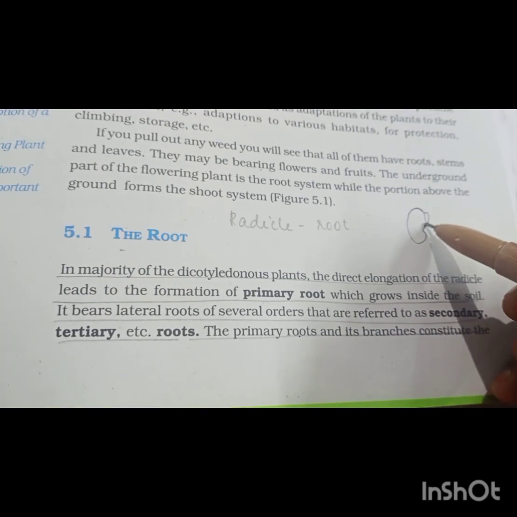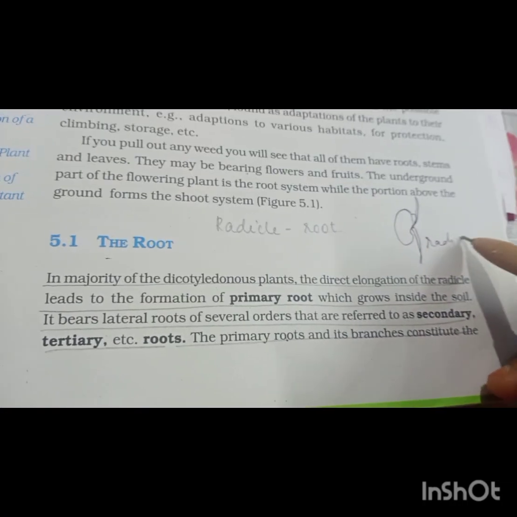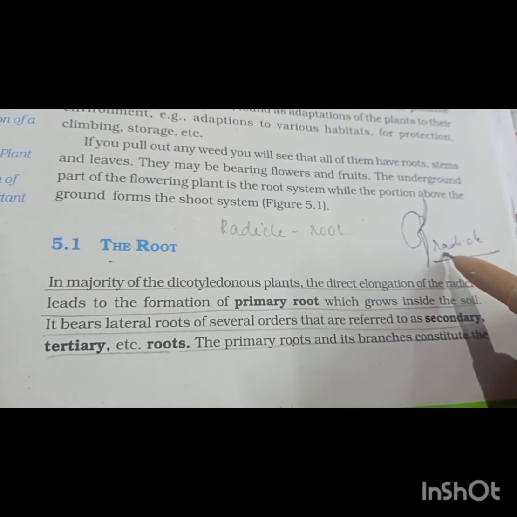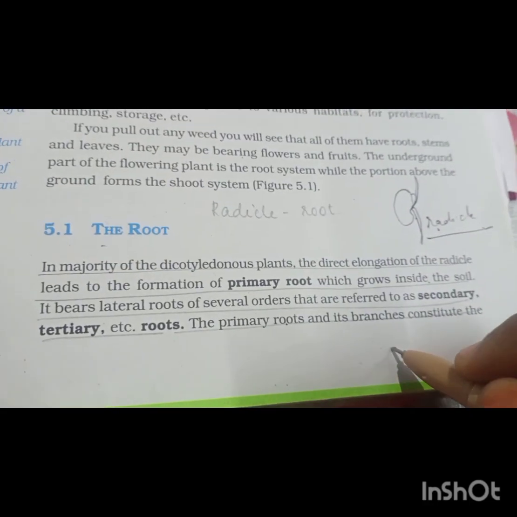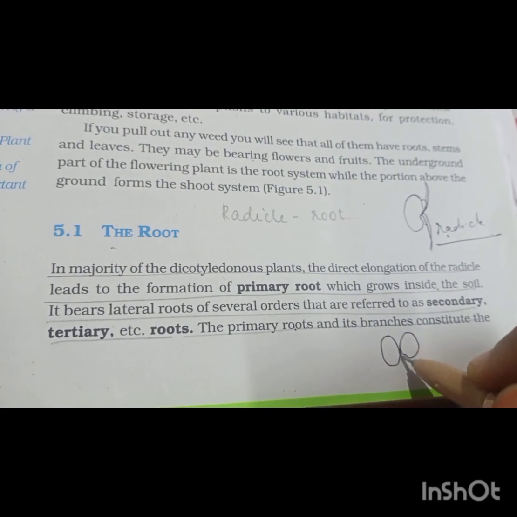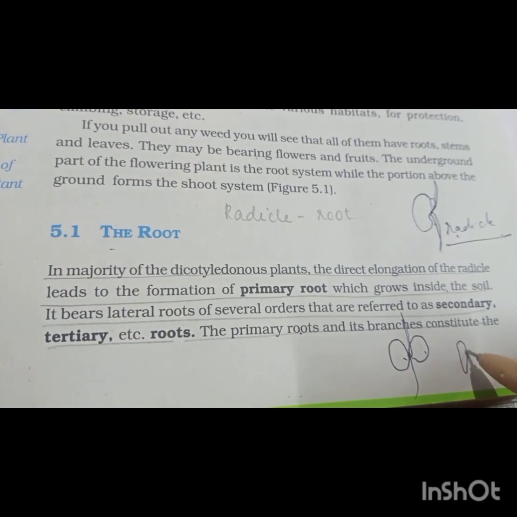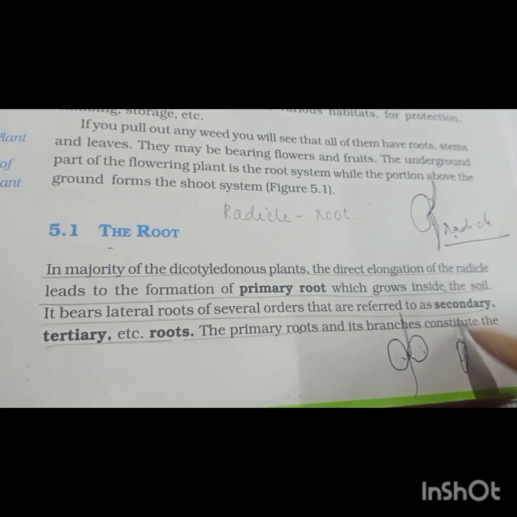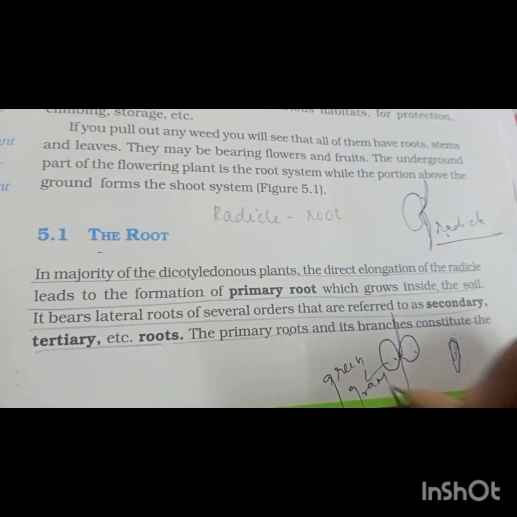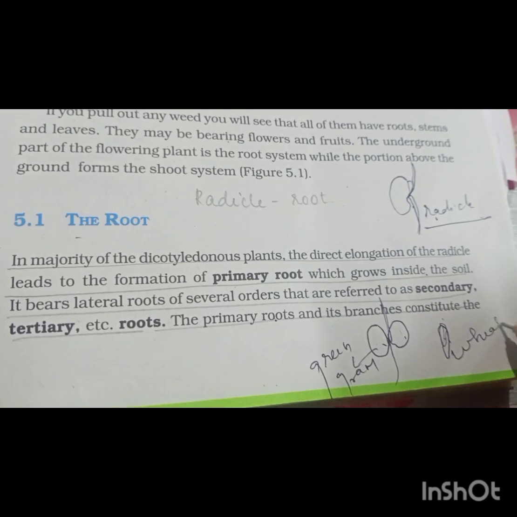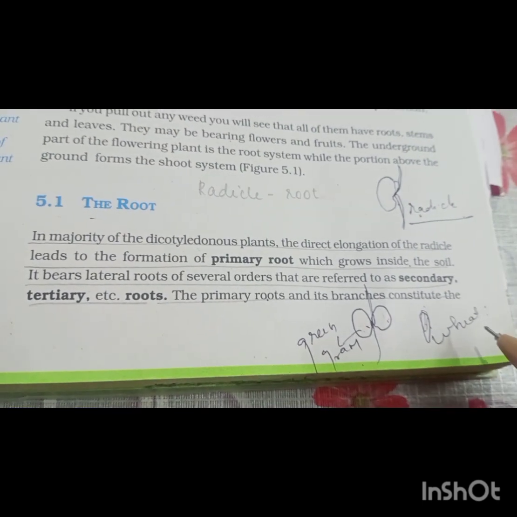If you take a seed, first you will have the plumule here and the next part is the radicle, right? So this radicle will give rise to root. So you have seen two types of cotyledons. The plants possessing two cotyledons are dicotyledons, and the plants possessing single cotyledons are known as monocotyledons. So you can have green gram as example here, and you can have wheat as example here.